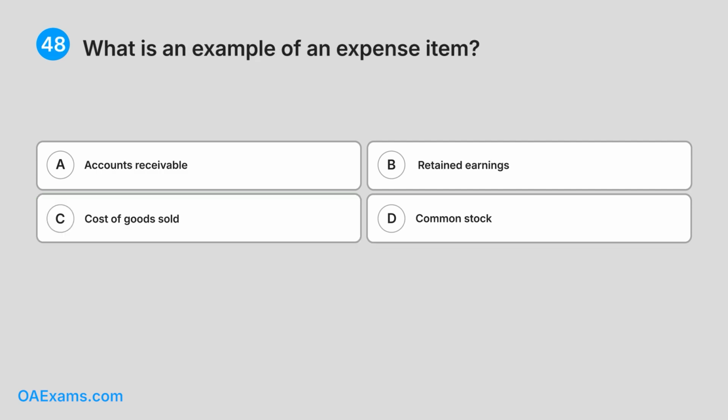48. What is an example of an expense item? A. Accounts receivable, B. Retained earnings, C. Cost of goods sold, D. Common stock. What do you think is the answer?